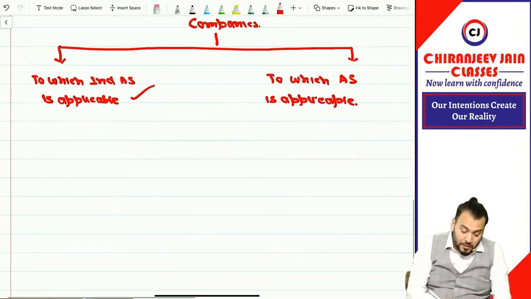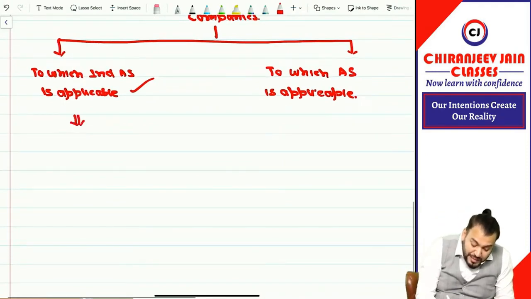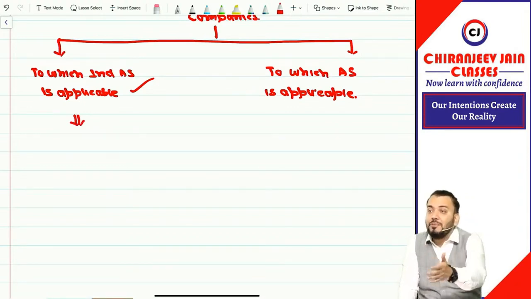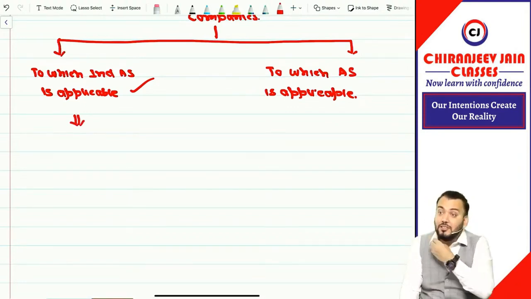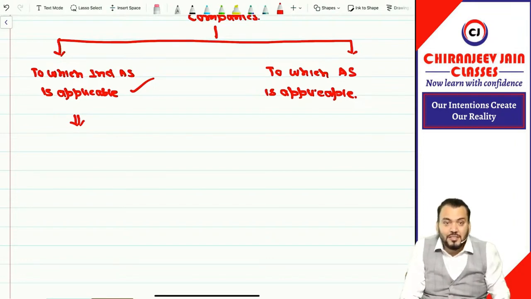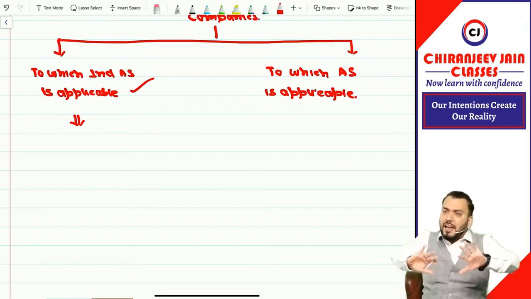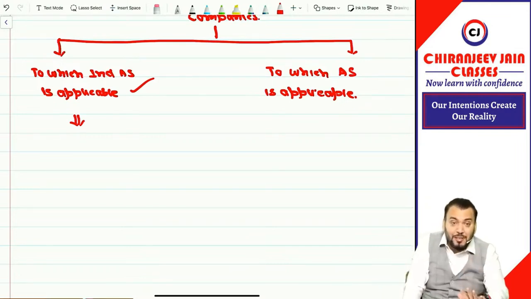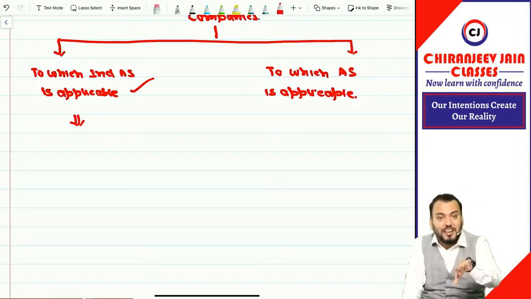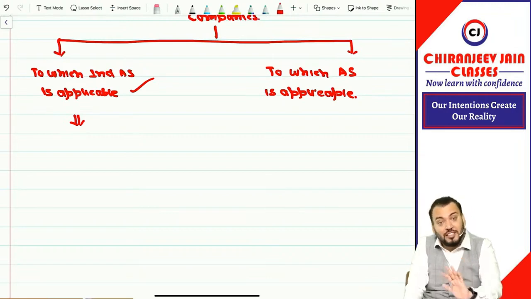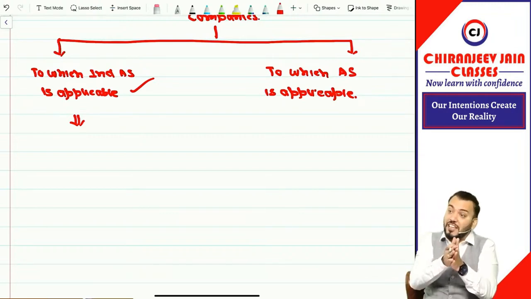Any company to which Ind AS is applicable, their financial statement will be prepared as per the requirement of Ind AS. And for any company to which AS is applicable, their financial statement will be prepared as per the requirement of accounting standards. Now, entire accounting is going to change for those companies to which Ind AS is applicable. Whatever you have done in CA Inter is going to change in CA Final. It is not only a change, it is a revolutionary change. It will change entire accounting.